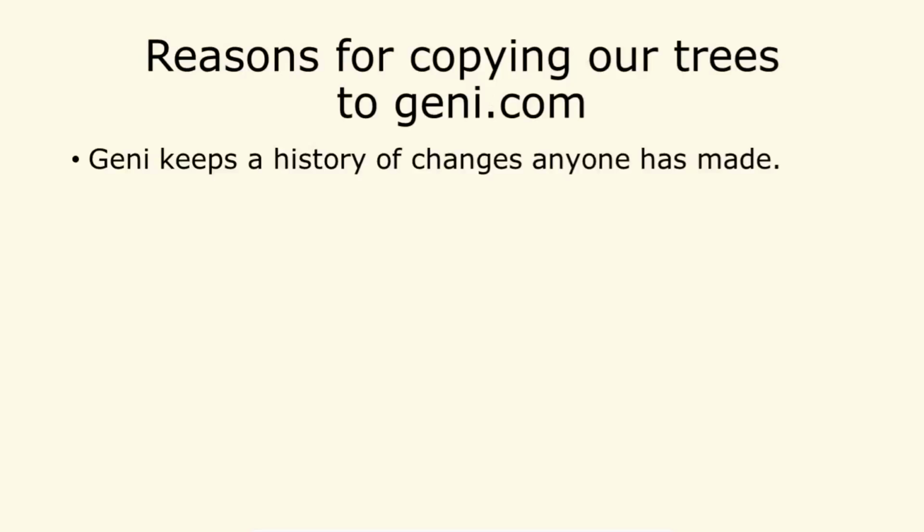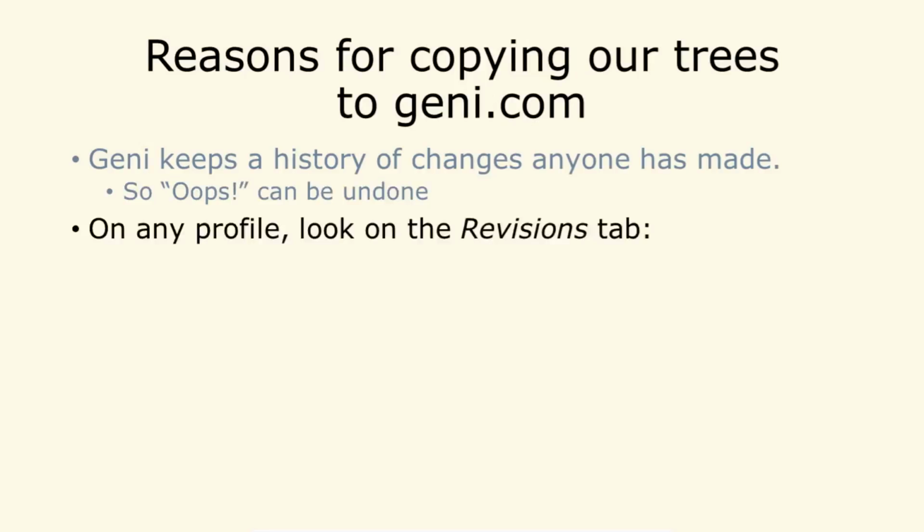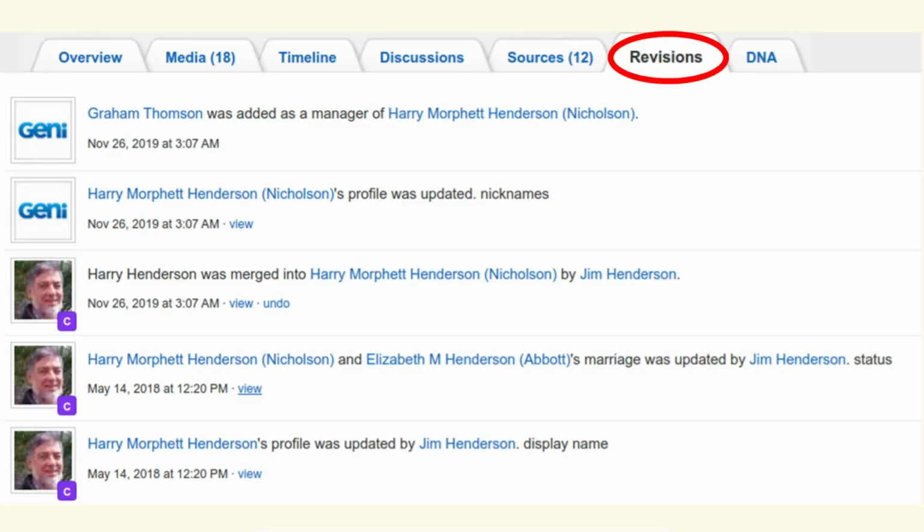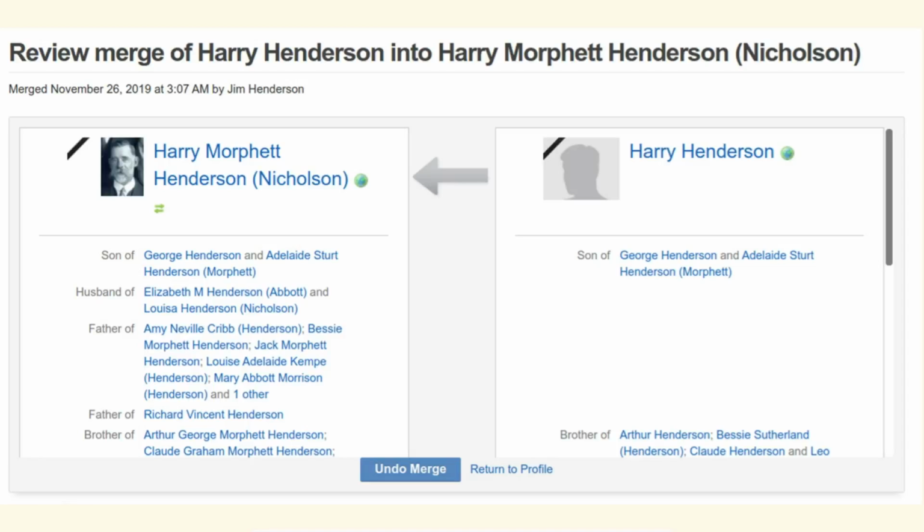Geni keeps a history of changes that anyone has made, and so oops can be undone. On any profile, you just look on the Revisions tab. Here on the Revisions tab, you can see who has done what with respect to my grandfather, Harry Morford Henderson. If you want to see the details for any of these changes, just click on the View link, and you'll see here the detailed view before the merge was made, so you can review that merge.